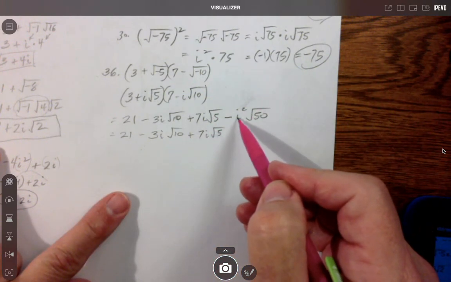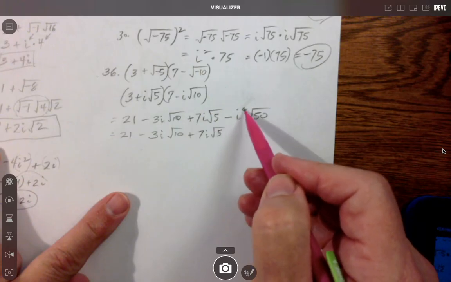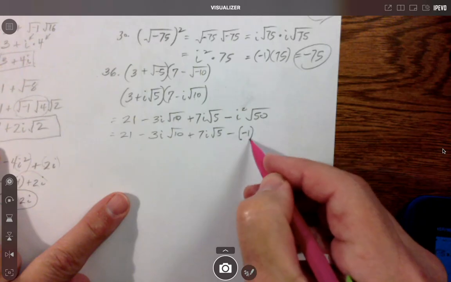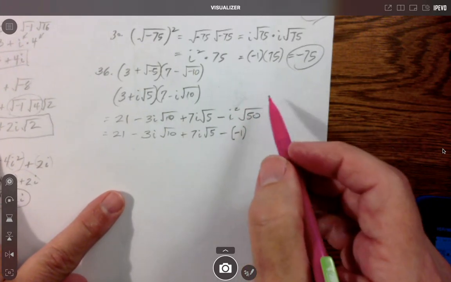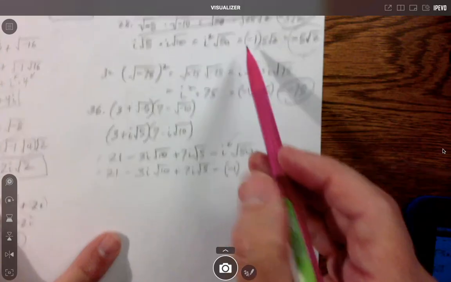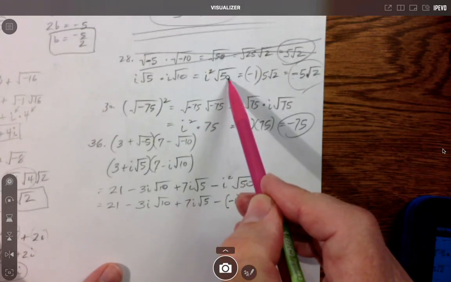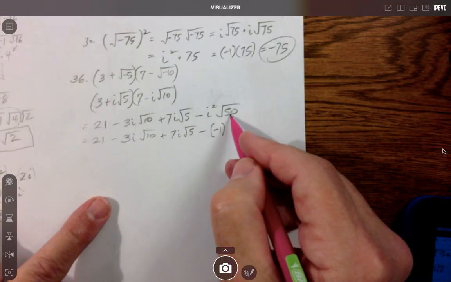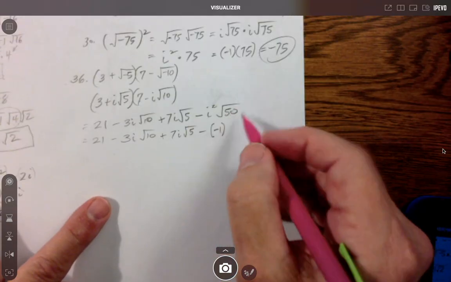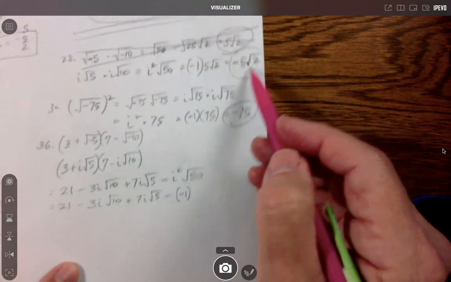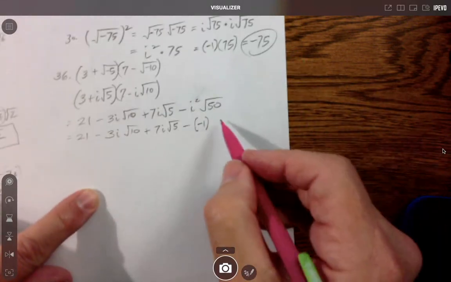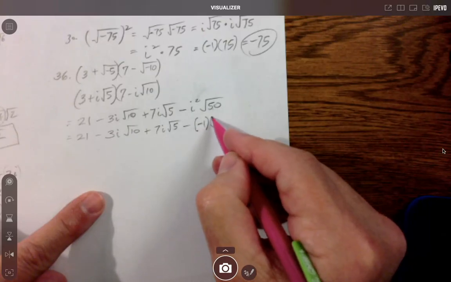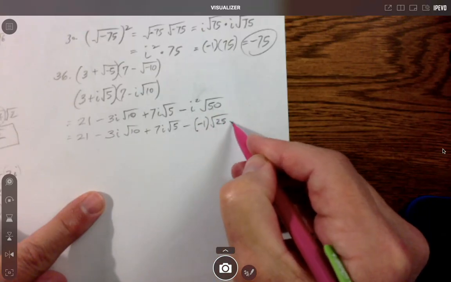Now this I can do something with, because i squared, remember, is negative 1. So minus negative 1. And then square root of 50, I know from a previous problem like we did up here, we can simplify that to 5 square root of 2, as I did up here. So maybe I should break it down again. So let me do that. Square root of 50 is the square root of 25 times square root of 2.